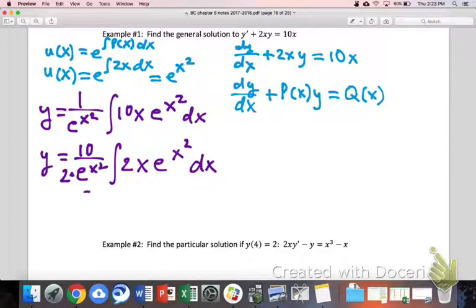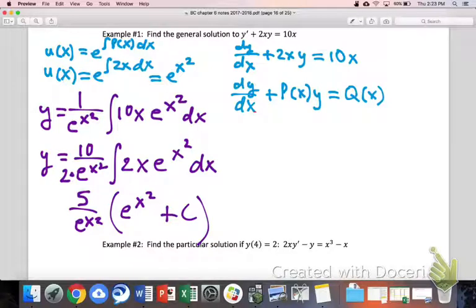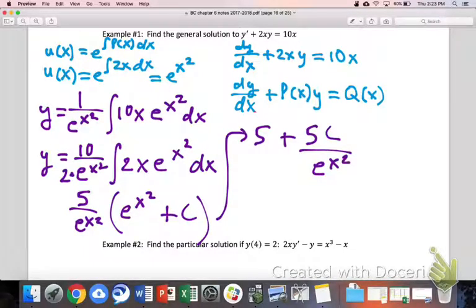So this would give me 5 over e to the x squared. The reverse chain rule is perfectly set up there on the inside, so that ends up being e to the x squared plus c. Then to finish this out, you would just distribute. You end up with 5 plus 5c over e to the x squared equals y. Of course, 5c could be simplified to be a different c, giving us the same answer as what we had before. I realize I erased the answer already.